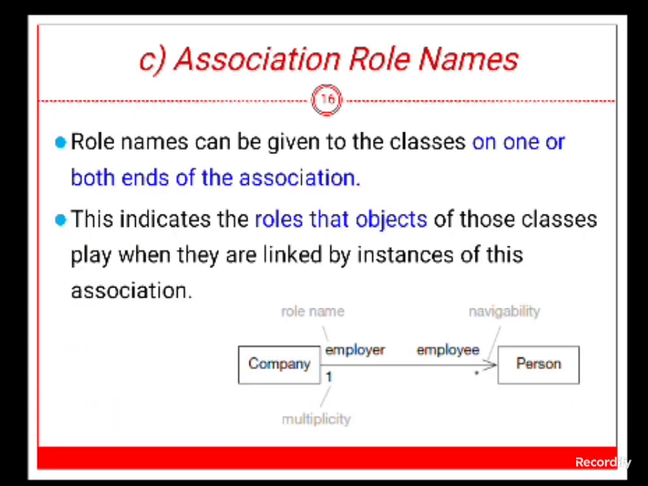So next one is association role names. Role names can be given to the classes on one or both ends of the association. They make UML diagrams easier to understand by showing the role each object plays when interacting with another object.